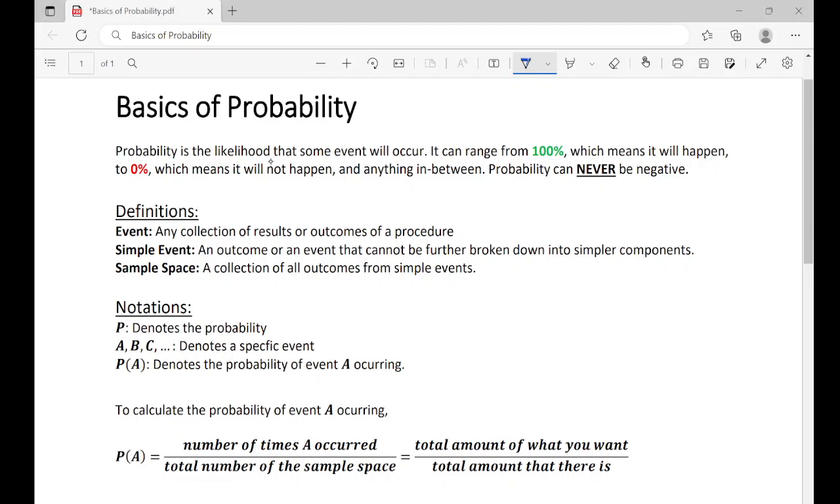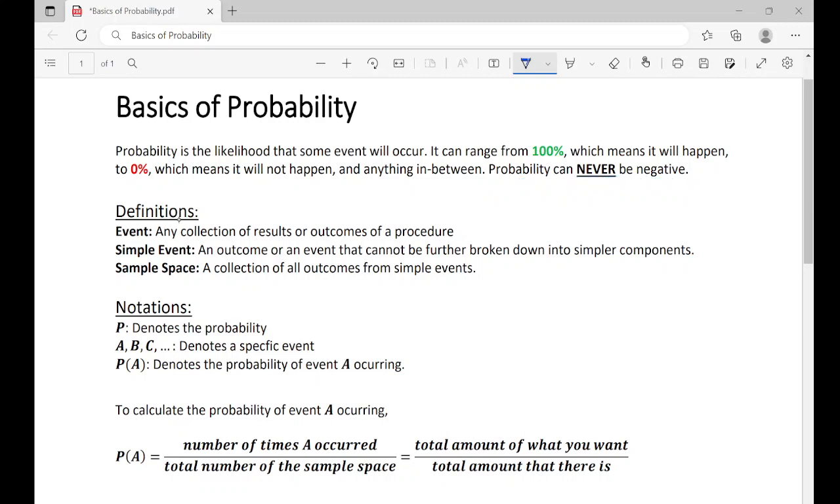Probability is the likelihood that some event will occur. It can range from 100%, which means it will happen, to 0%, which means it will not happen, and anything in between. Be careful. You need to know that probability can never be negative, ever. If you have a negative probability, you've made a mistake and need to fix it.